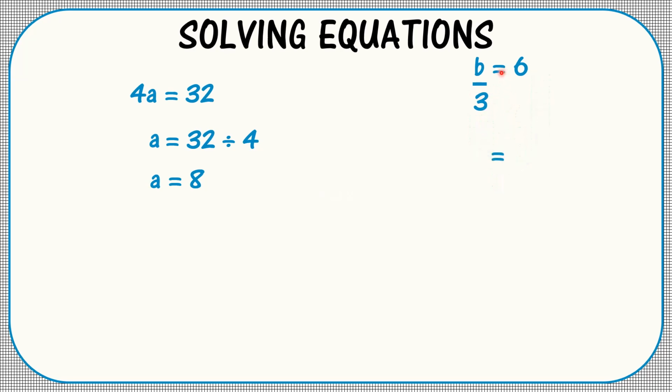So what we're going to do again, we're going to bring this equal sign down. We've taken away this 3. We're going to bring this b down. Nothing has happened to this 6, so the 6 stays the same. And the opposite of dividing by 3 is timesing by 3. Again, we just tidy this up and solve this. b is equal to 6 times 3. b is obviously equal to 18.